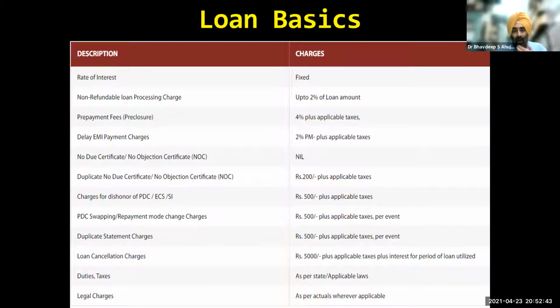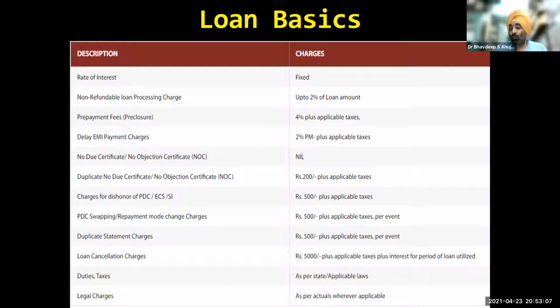So these are the figures actually. The red or maroon bar is concomitant with IndusInd Bank. So these are the figures from IndusInd Bank. Rate of interest is usually fixed, not floating, given to doctors by IndusInd Bank surely. Loan processing charge is non-refundable, 2% of loan amount. Prepayment or pre-closure is 4% plus GST.